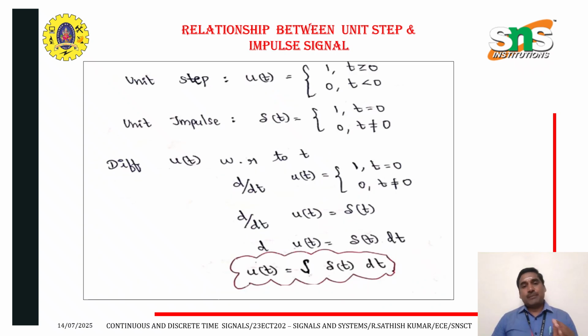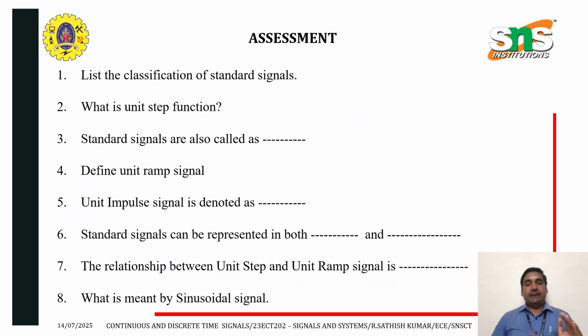Next one, unit step and impulse. Step function u(t) is equal to 1 for t greater than or equal to 0, and 0 for t less than 0. δ(t) is equal to 1 for t equal to 0, and 0 for t not equal to 0. Differentiating u(t) with respect to t, we can get δ(t). So u(t) is equal to the integration of δ(t) dt.